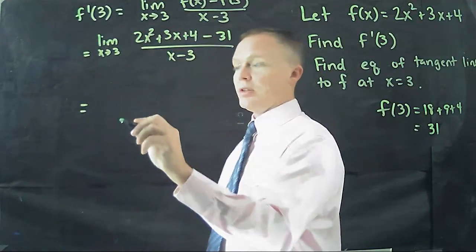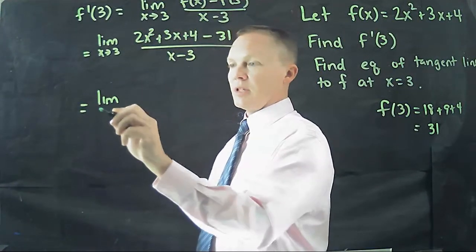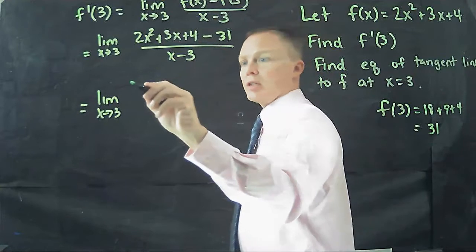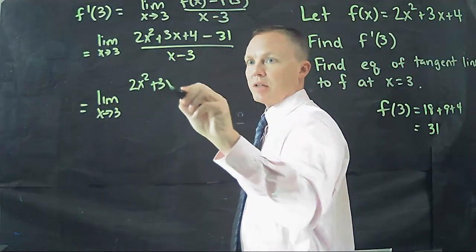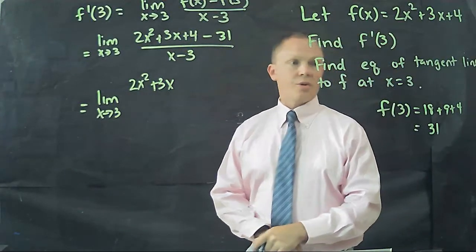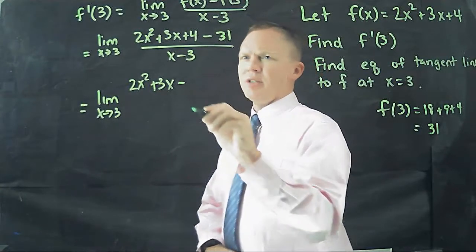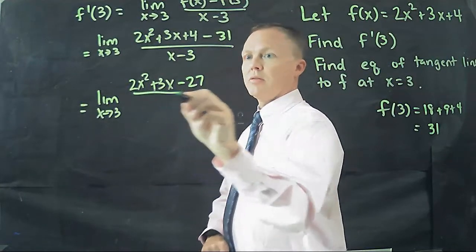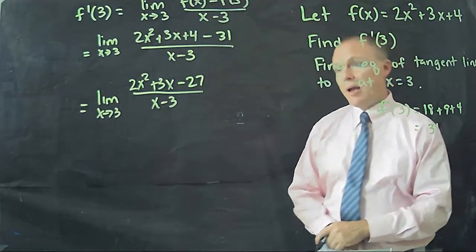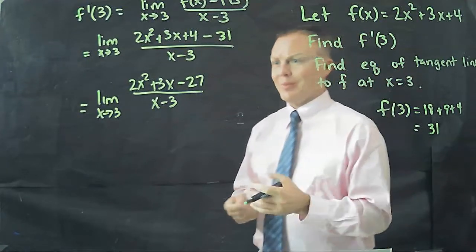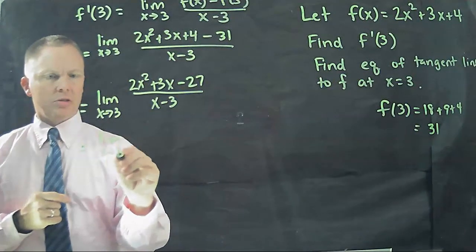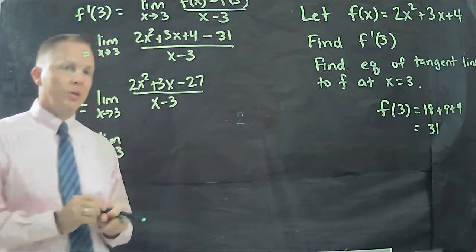So I'm going to step over here so you can see better. So that's going to be the limit as x goes to 3. Now we're going to do some arithmetic here. 2x squared plus 3x plus 4 minus 31. 4 minus 31 is minus 27. And now I'm going to have to factor this numerator. This is about as complex factoring as we're going to have to do, probably.